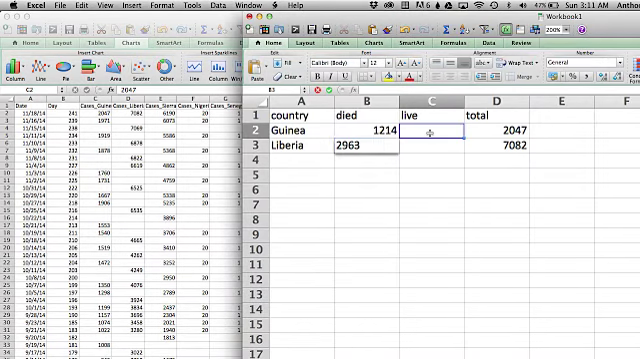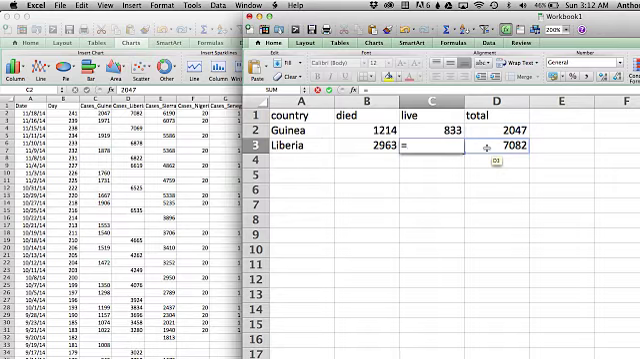Okay, how many people lived? Well, it's going to be the difference between the total number of cases minus the number of people that died. I'm making some assumptions here. The data is a little bit inconsistent, and we don't know whether they lost track of cases, and a lot of other stuff might have gone on, but for our purposes, I'm going to assume that whoever didn't die was a case that we know survived. So in this column is going to be 7,082 minus the 2,963 people that died.